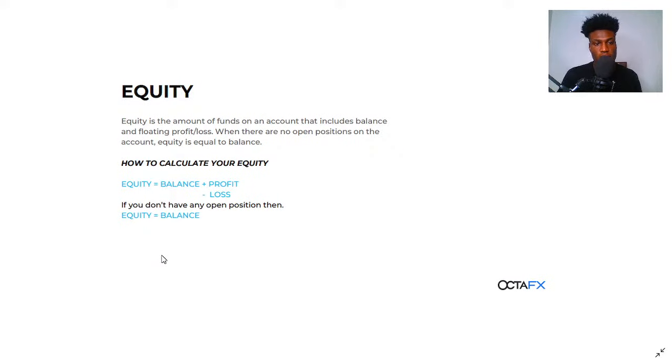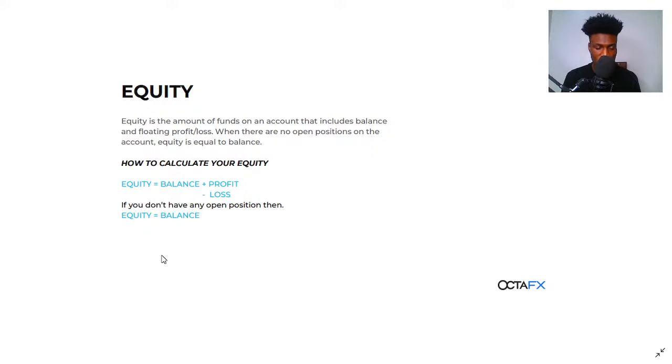The next thing we're going to look at is equity. Now, most traders misplace equity for balance, or they get confused with equity and balance. Equity is the amount of funds on a trading account that includes balance and floating profit and loss. When there are no open positions on your account, your equity is equal to balance.